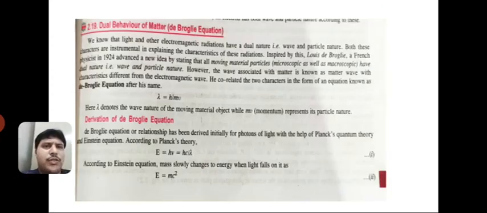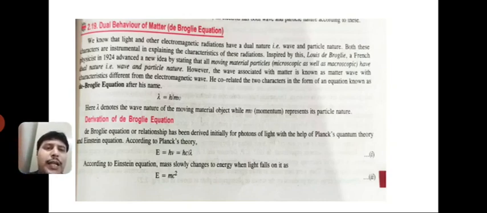Okay, let us finish just one more topic, the dual behavior of matter, that is the de Broglie equation, and then I am going to end my video. So de Broglie gave the dual behavior of matter by using the concepts of both Planck and Einstein. He gave the equation lambda equal to h upon mv, and this equation is called the de Broglie equation. So let us see how de Broglie derived this equation.